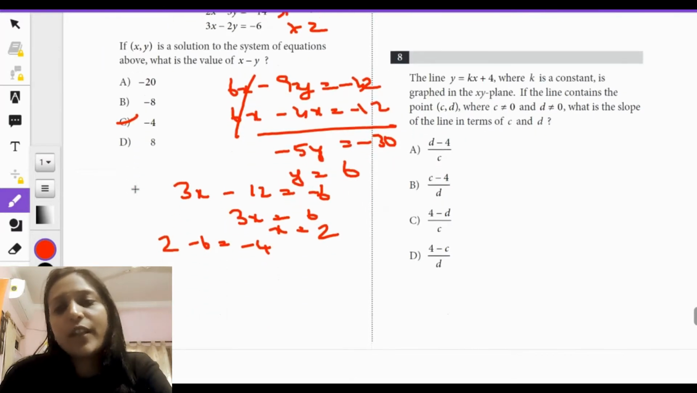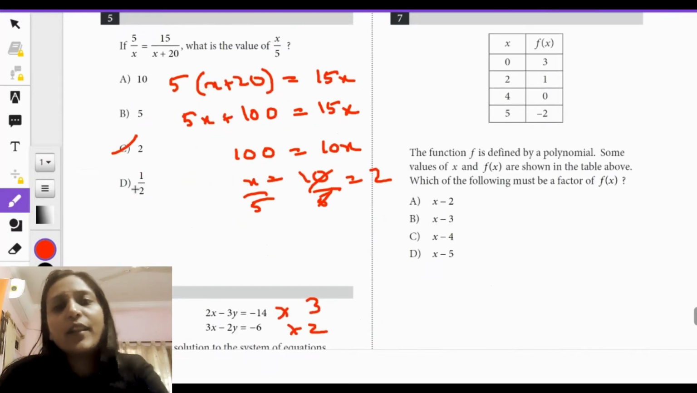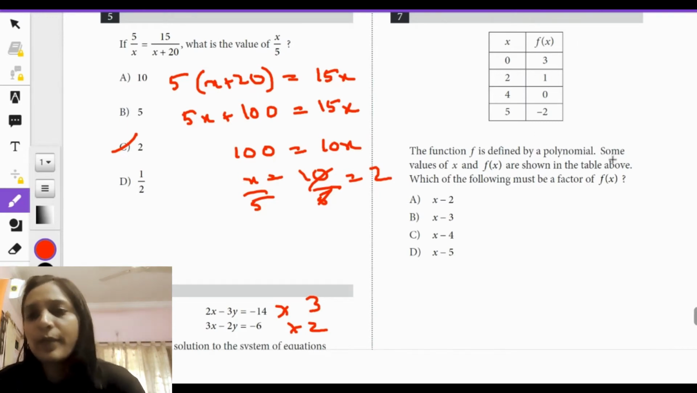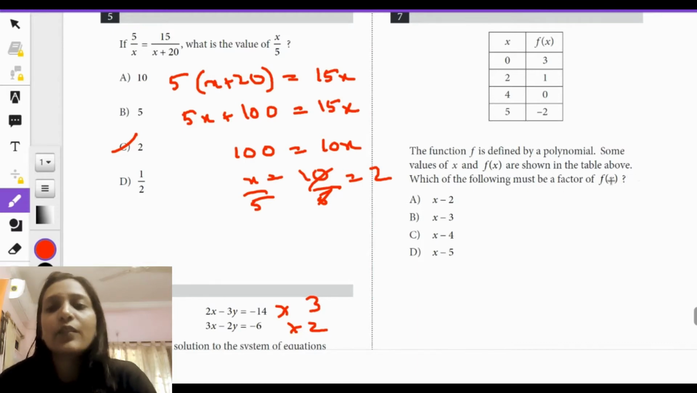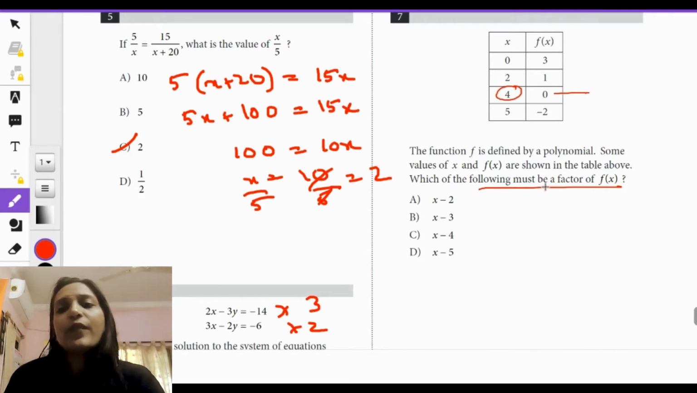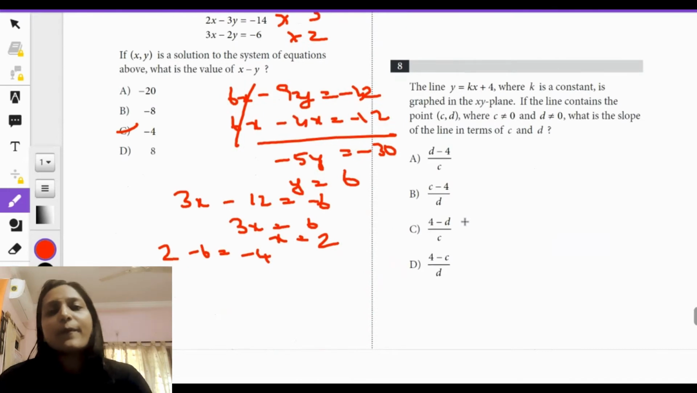All right, let's move ahead to the next question now. The next question is: the function f is defined by a polynomial and some of the values are given. Which of the following must be a factor of f(x)? Anytime they say a factor of f(x), it will be the value where f(x) should be 0 for that particular point. So in this case, at 4, the f(x) value is 0, which means x minus 4 should be a factor. So your answer is going to be C.